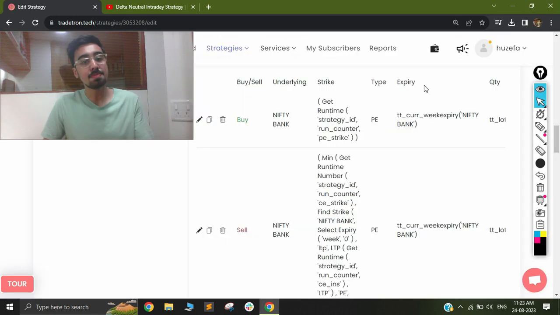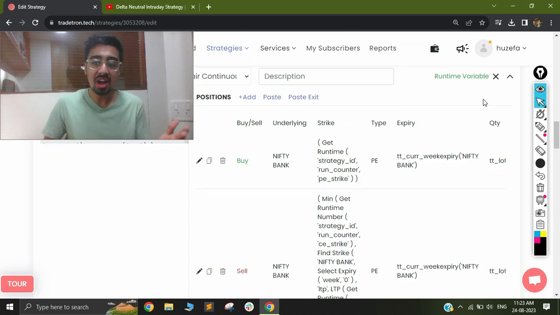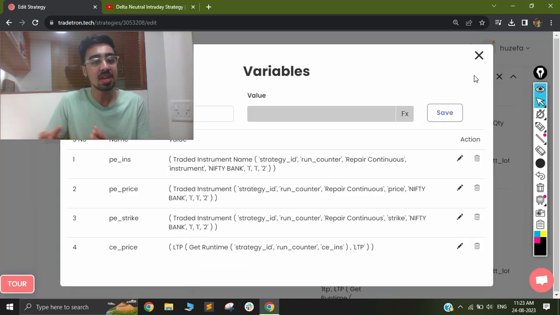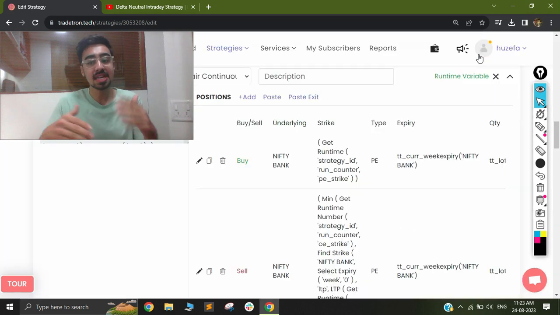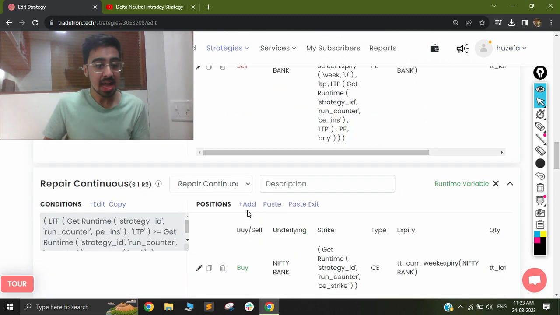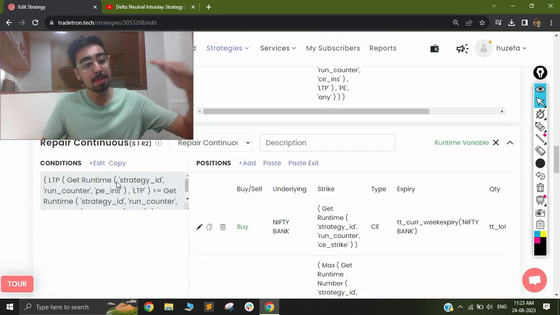After doing this, I will also have my runtime variables. The runtime variables upon trade will update my put instrument price, put instrument strike, and call instrument price. All of this will happen so that it can keep continuously checking for my next stop loss levels. I have my put repair continuing exactly the same thing, but just with different instruments.